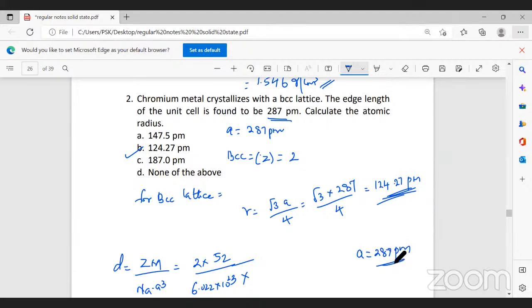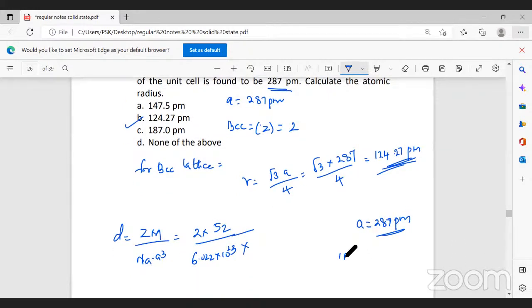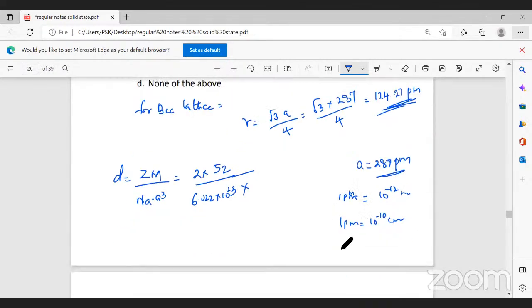I have to convert it into centimeters. How do I convert it into centimeters? 1 picometer is equal to how many meters? Minus 12, 10 to the power minus 12 meters. So 1 picometer is equal to how many centimeters? 10 to the power minus 10 centimeters. So 287 picometers will be 287 into 10 to the power minus 10 centimeters. Do you understand? See, 2 questions we solved.